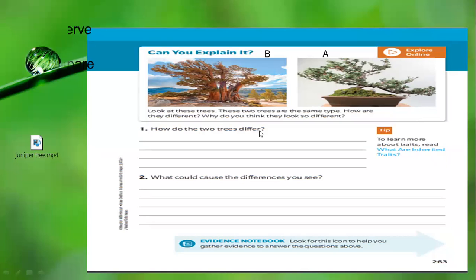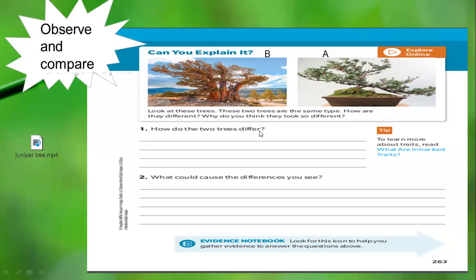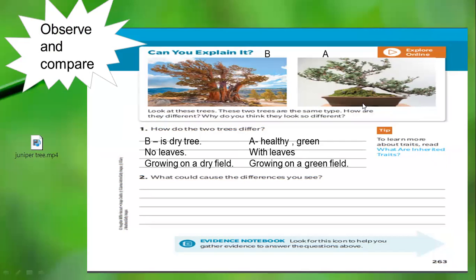B, you observe it, observe and compare. B is dry, no leaves, and it grows in a dry field, while A is healthy with green leaves and it grows on a green field. What could cause the differences you see? What could cause this effect or this change? The cause of the plant drying and losing leaves can be lack of water. Maybe there is not enough water here to make this plant grow healthy and strong like that.